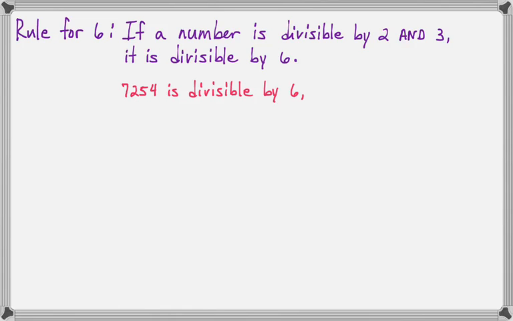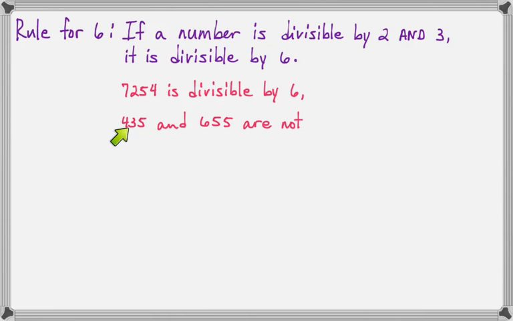7,254 is divisible by 6 because, number 1, it meets the rule for divisibility by 2. It's even, so 2 will go into it. 7 plus 2 is 9. Let's see, 9 plus 5 is 14. 14 plus 4 is 18. 3 will go into 18, therefore 3 will go into this large number. So since 2 and 3 will both go in, that means 6 will go in.